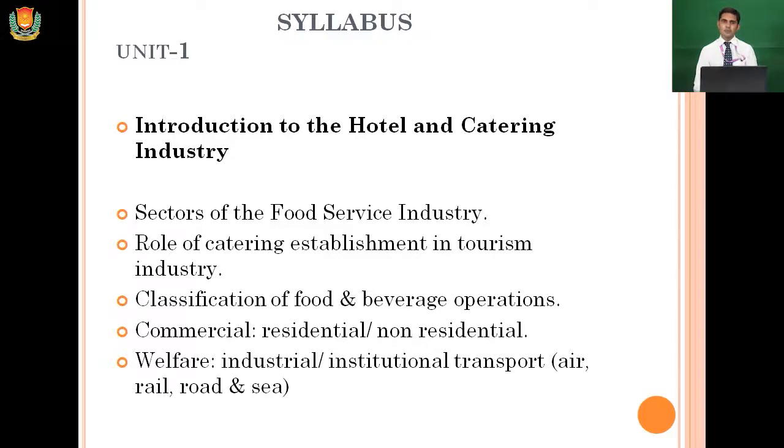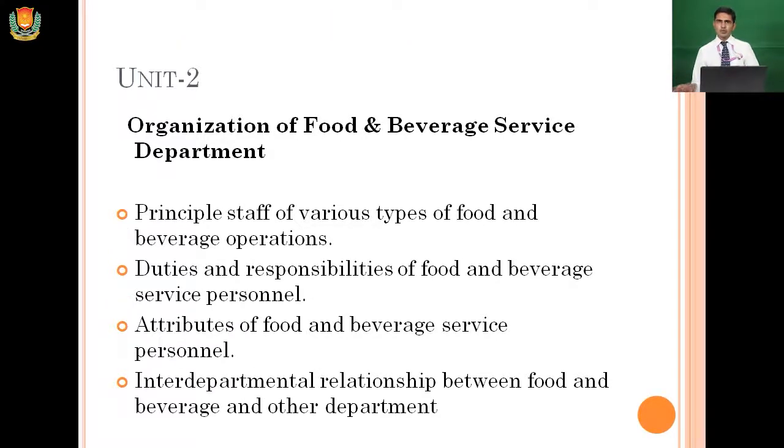Then the third subtopic is classification of food and beverage service. Food and beverage service is divided into how many parts? Off premises, on premises, commercial, residential, non-residential. I will tell you all of these. Then welfare catering, industrial catering, institutional catering, and transportation: air, railways, road and sea. I am going to tell you all these things deeply. Then unit two. The unit two topic is Organization of the Food and Beverage Service Department. What is the organization of the Food and Beverage Service Department? In that I will tell you about the principal staff of various types of food and beverage service operations.